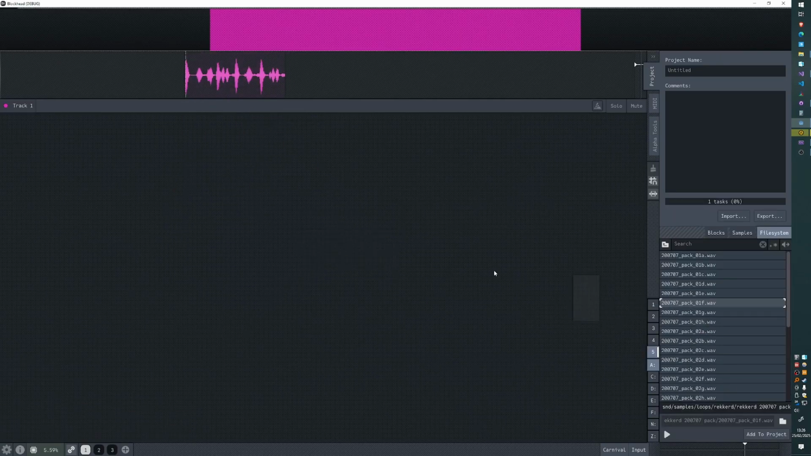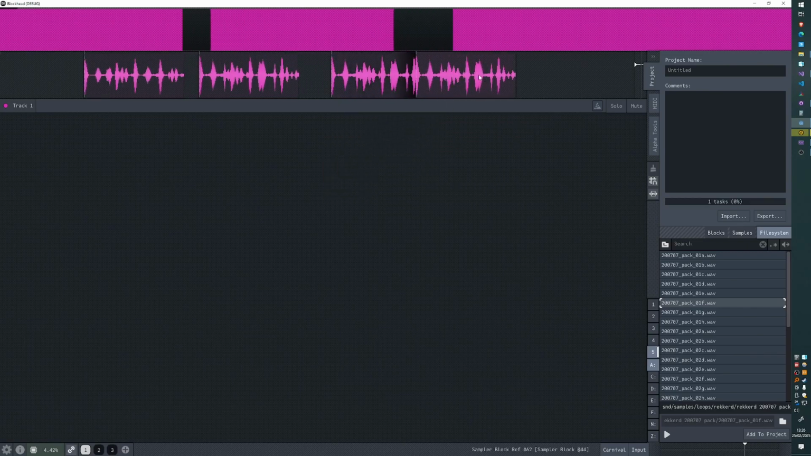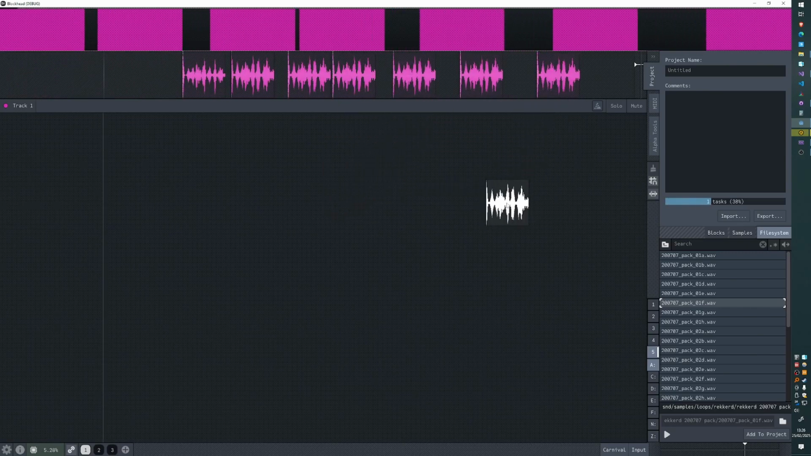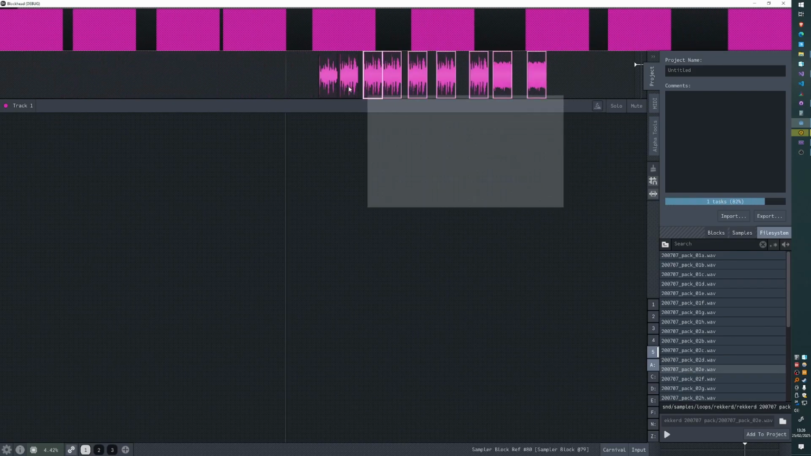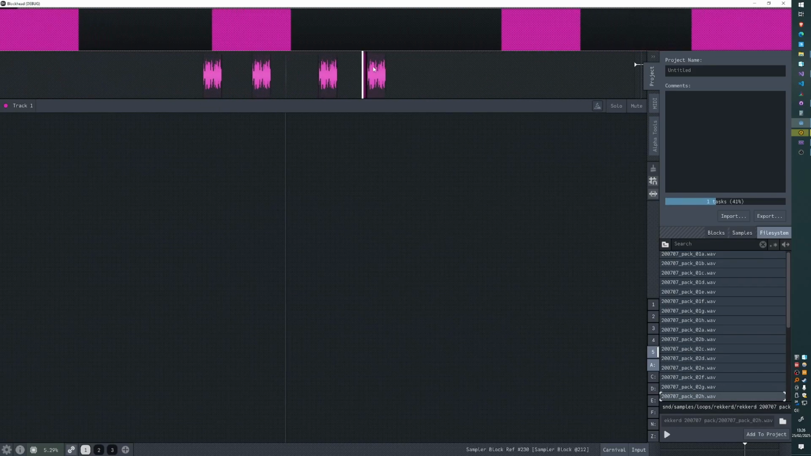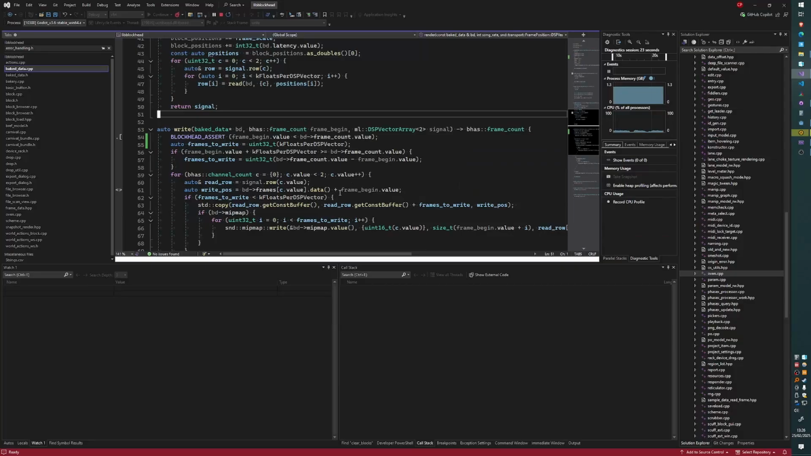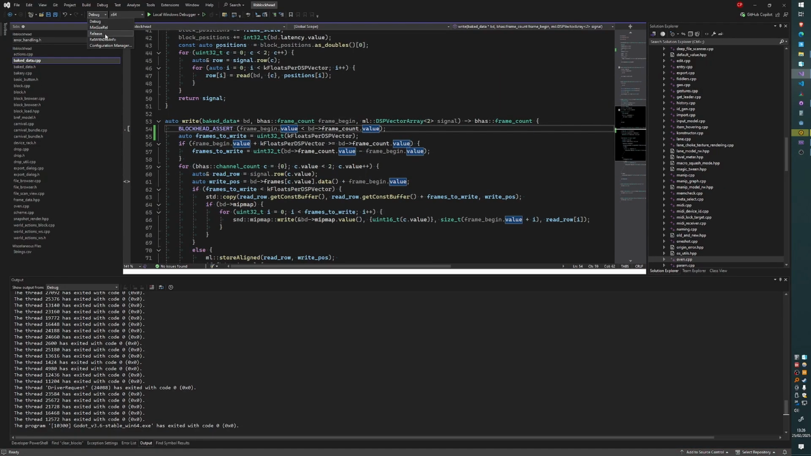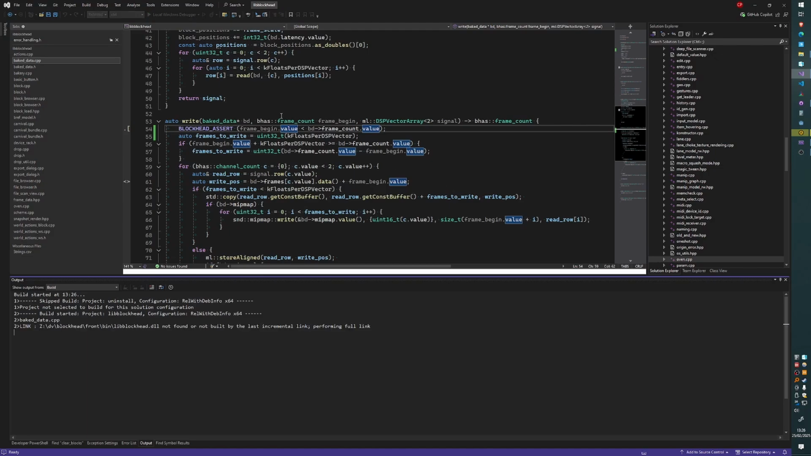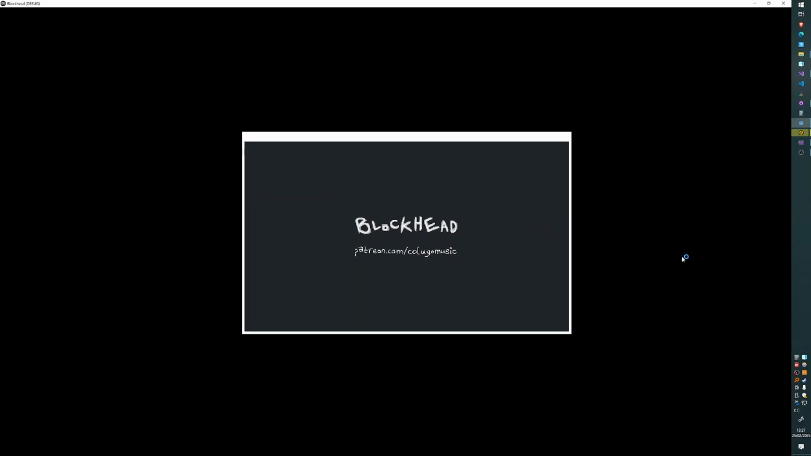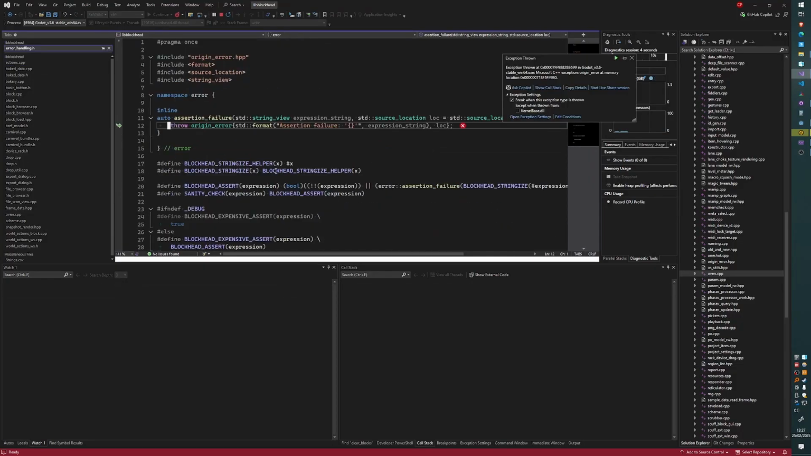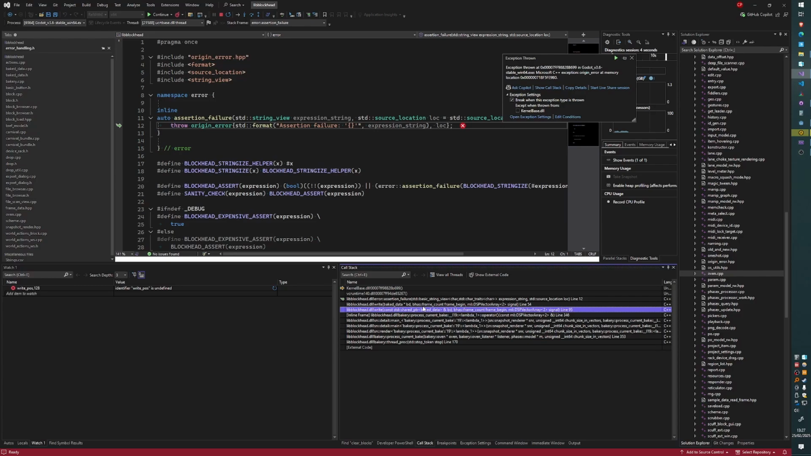Okay, so now it doesn't necessarily error every time. In fact, it never does. Okay. Switch back to the release build. Okay, it still only happens in release.